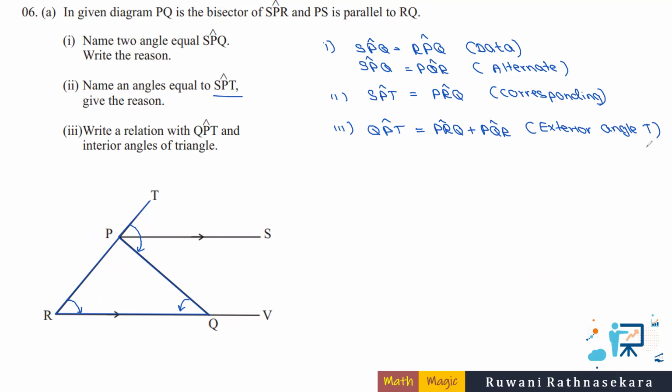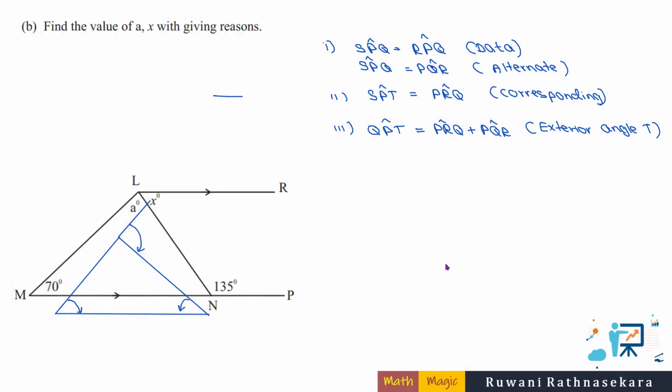Exterior angle theorem. Right. We'll see how to enter marks for these parts after the discussion of the remaining part of the question also. Right. You have to find the value of A and X according to the information given. You can follow any order when finding A and X.